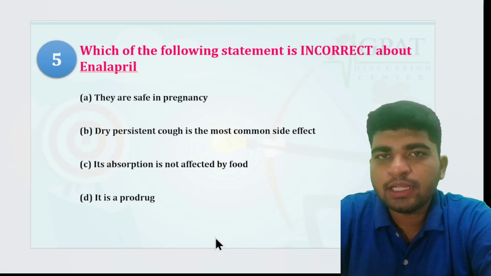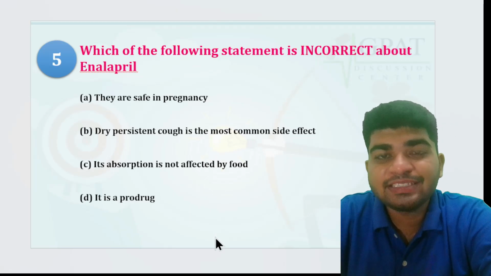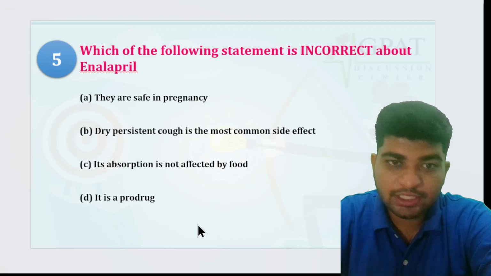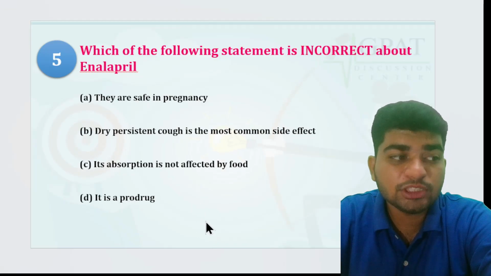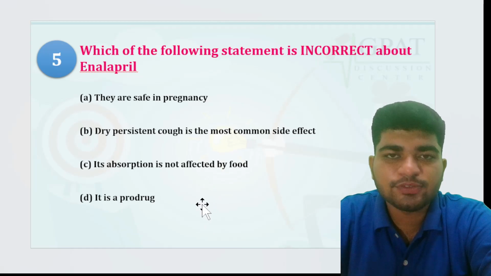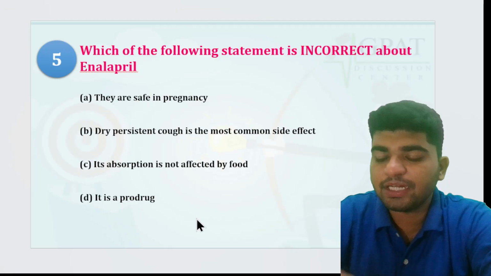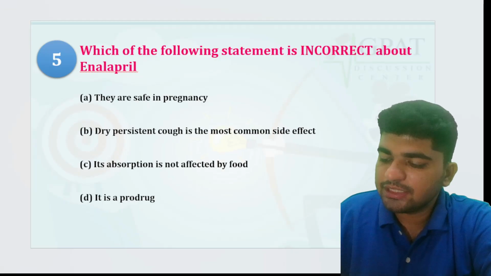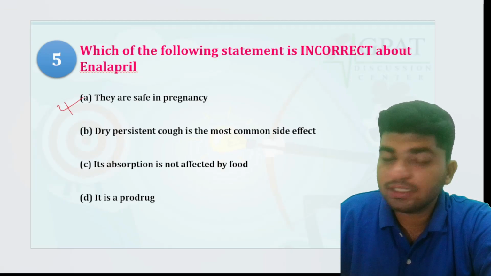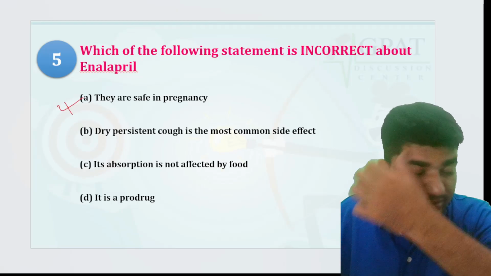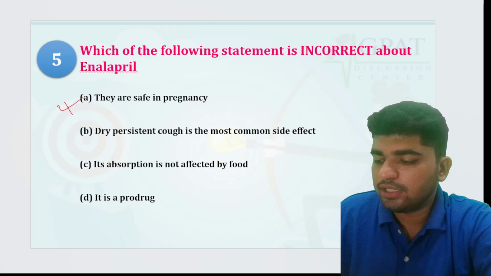You have read every time that ACE inhibitors are very much teratogenic in nature. Teratogenic means these types of drugs affect the fetus. So they are not safe in pregnancy. You can say that the first option is not correct. They're not safe in pregnancy because these are teratogenic in nature.